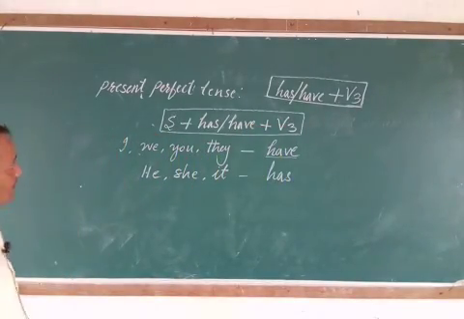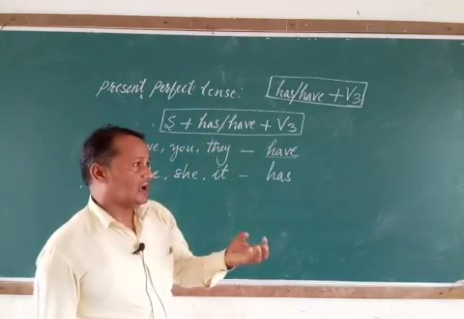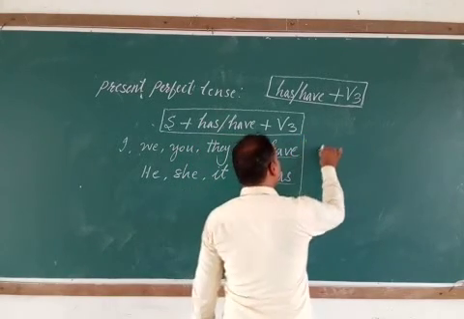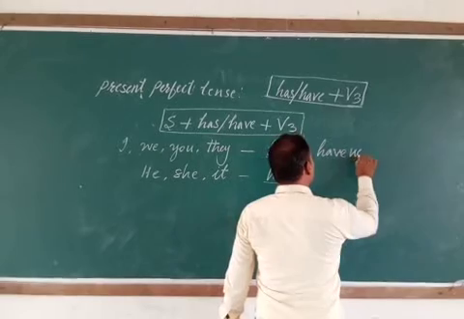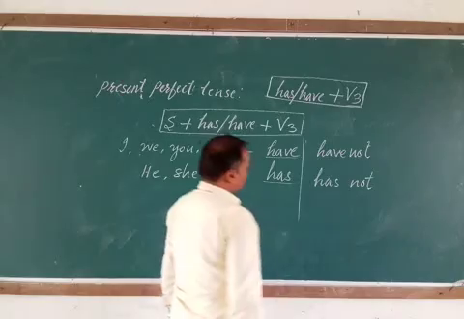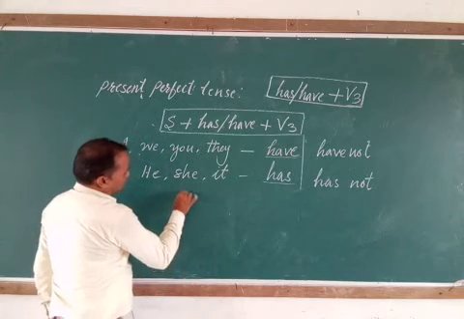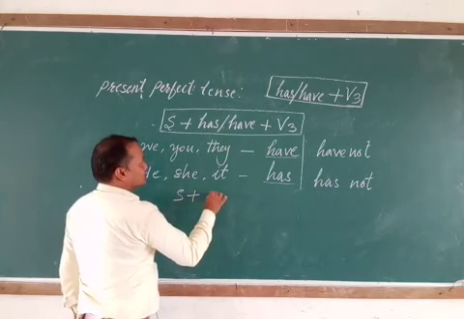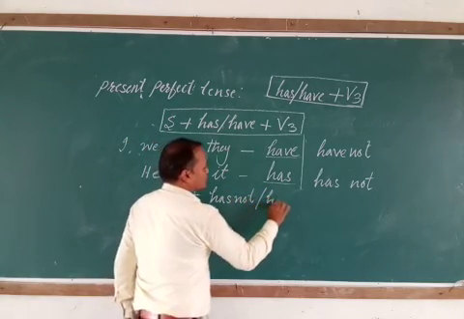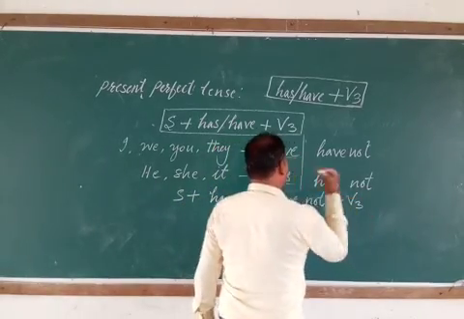In negative, we have to add something. We will add not with have and has. So in negative we will use have not and has not. To make a negative sentence we will use have not, has not. So the structure would be subject plus has not or have not plus verb in third form.